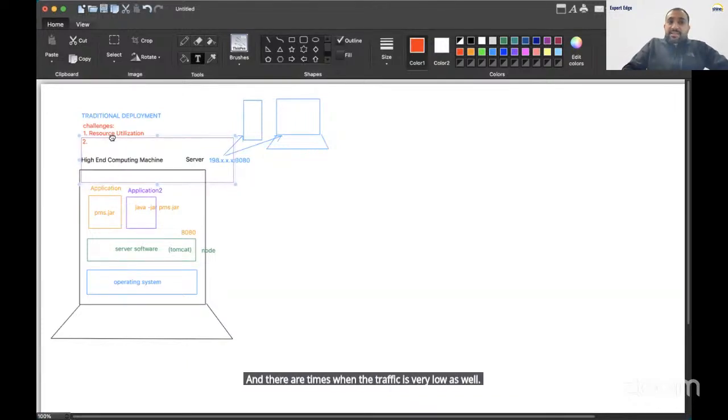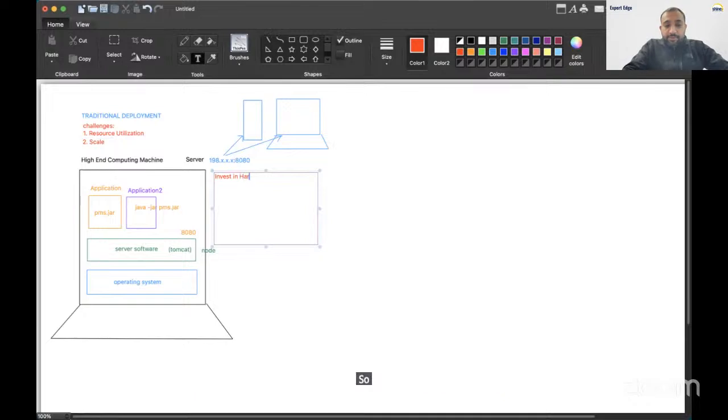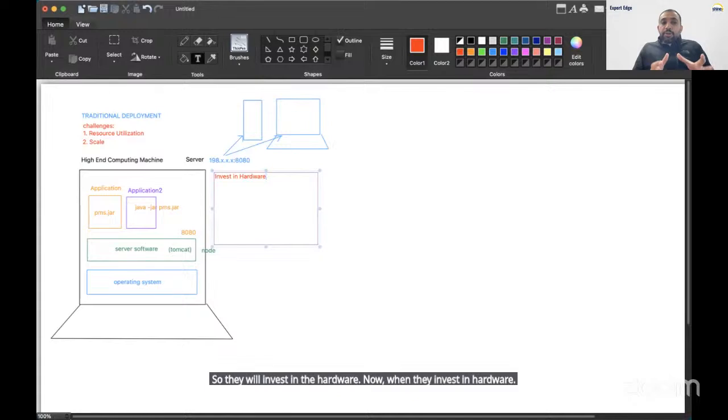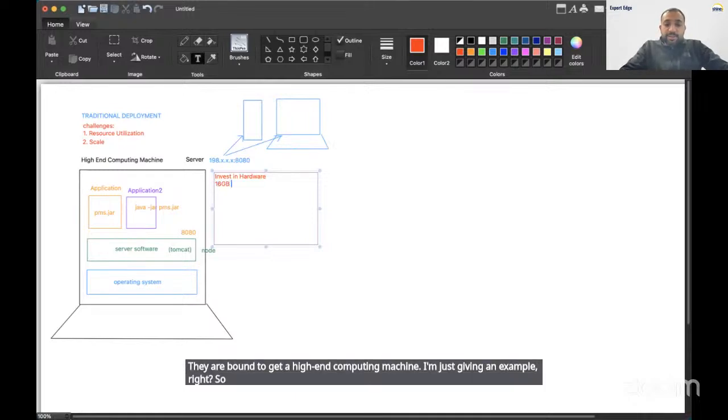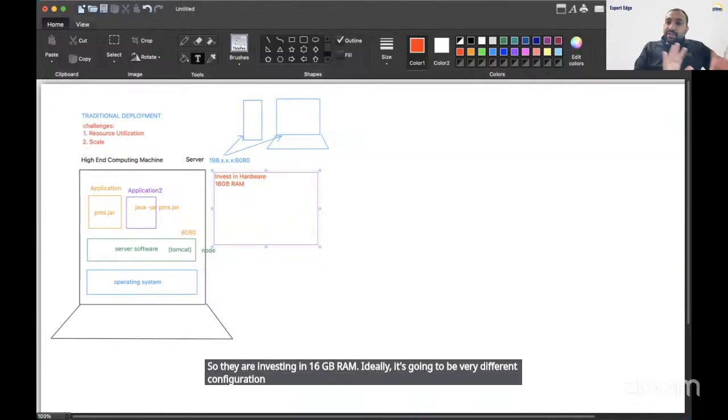So the scale is another part, right? Now here in traditional deployment, what companies will do is they will invest in hardware. When they invest in hardware, they are bound to get a high-end computing machine. I'm just giving an example, right? So let's say 16 GB RAM. Ideally, it's going to be a very different configuration, right? So they invested in a computer having 16 GB RAM.